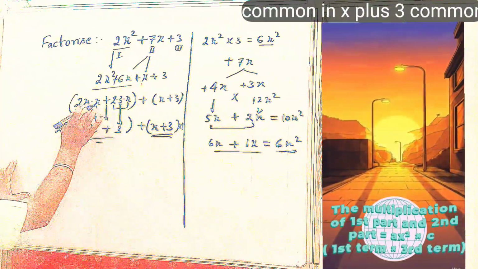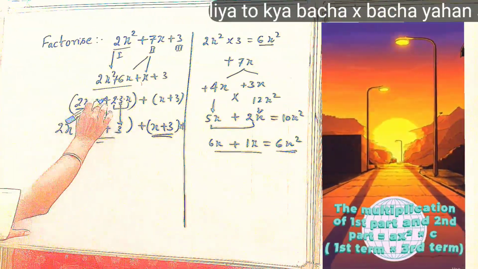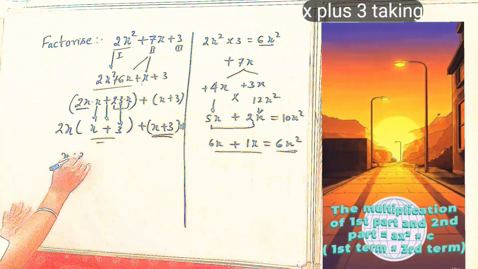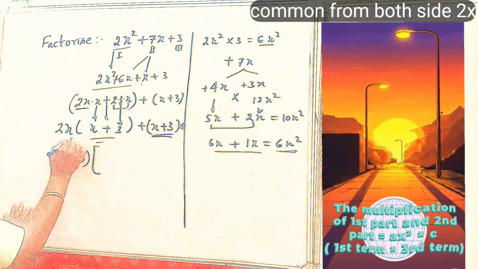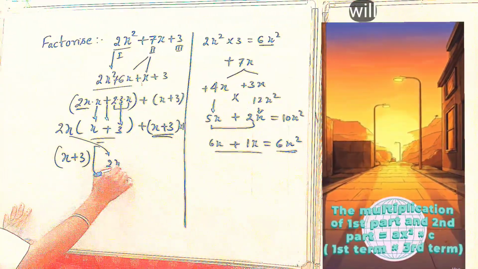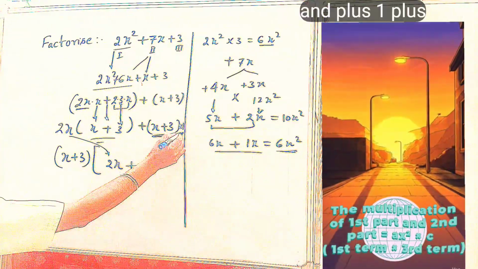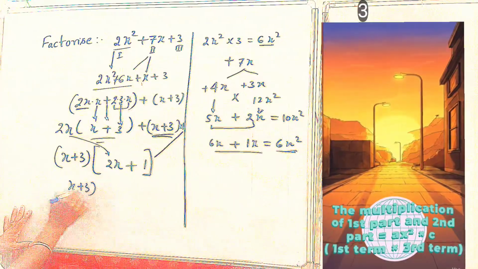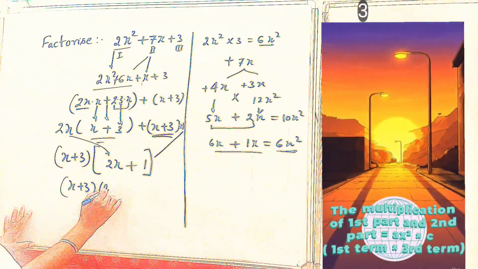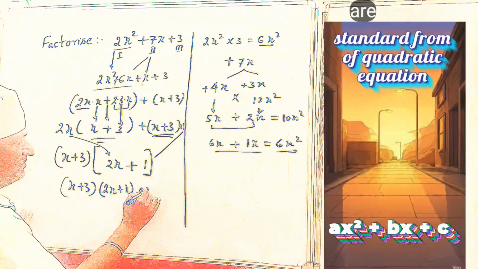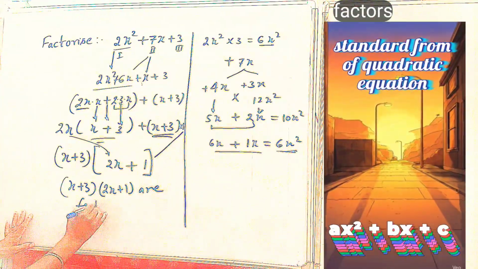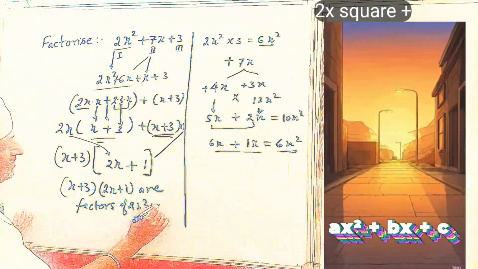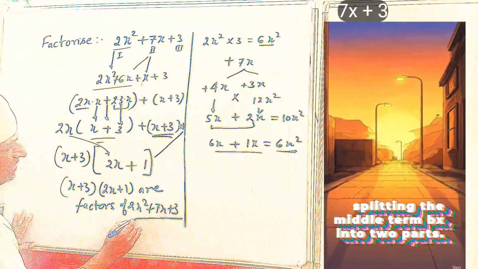इनमें से x plus 3 कॉमन है. यहाँ से आपने देख लिया 2x कॉमन लिया तो क्या बचा, x बचा. यहाँ से 3 बचा. ओके, तो x plus 3 taking common on both sides, तो 2x plus 1 into x plus 3. 2x plus 1 and x plus 3 are the factors of 2x² plus 7x plus 3.